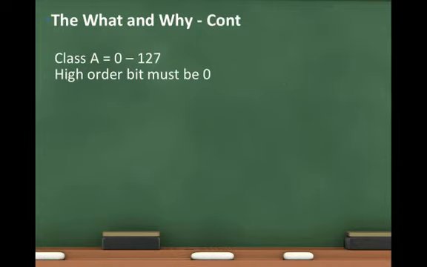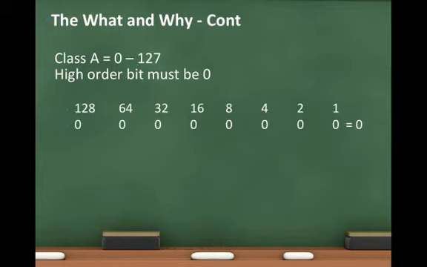So now, remember with our Class A addresses, we had the limitation of the first octet going from 0 to 127. And by definition, for a Class A, the high order bit, or the leftmost bit, has to be 0. So in our case, we use our binary to decimal chart one more time, and we see what would happen if we had all zeros. And what's most important is this leftmost bit, the highest order bit, has to be 0.